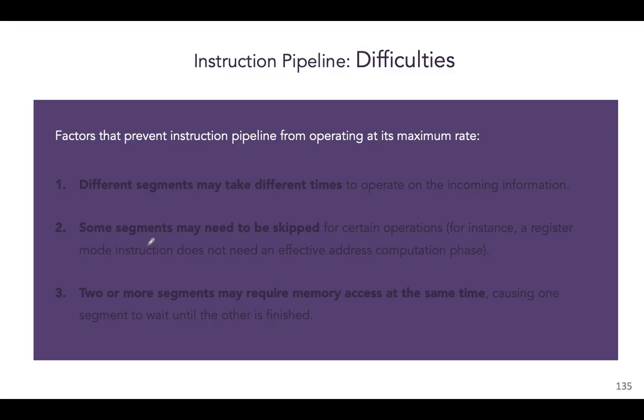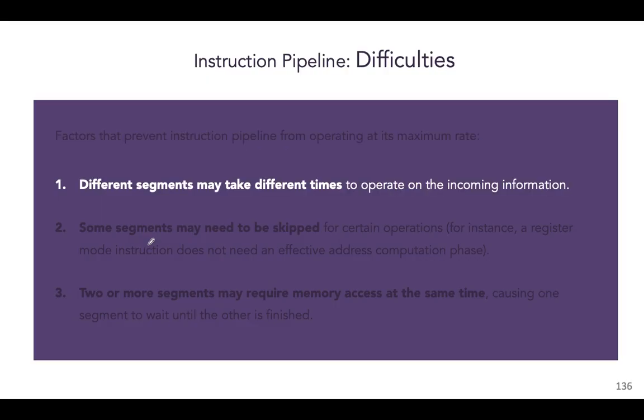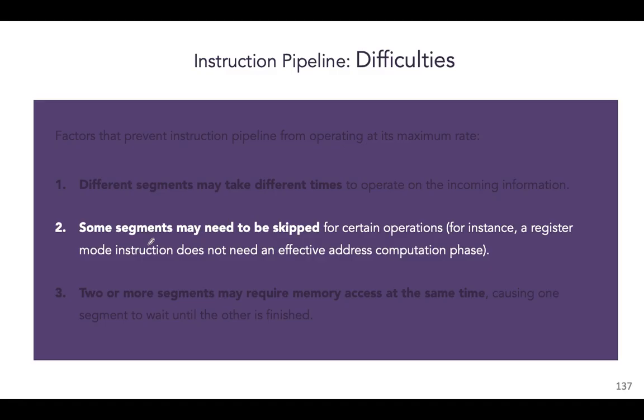And the factors that prevent instruction pipelines from operating at maximum capacity or being less than ideal are, number one, different segments may take different times to operate. Like we have established already, the most effective pipeline is where all the segments take the same exact amount of time to operate. But that doesn't happen in reality. So different segments may take different times to operate on whatever they're supposed to operate on, and that leads to some kind of performance leakage, right?